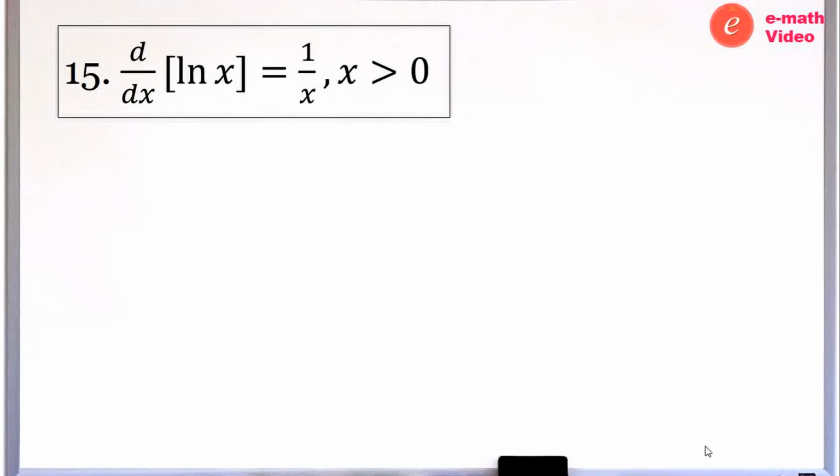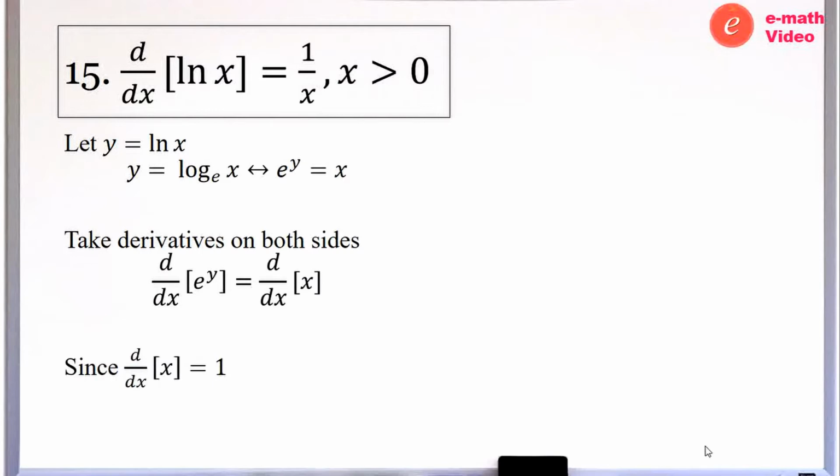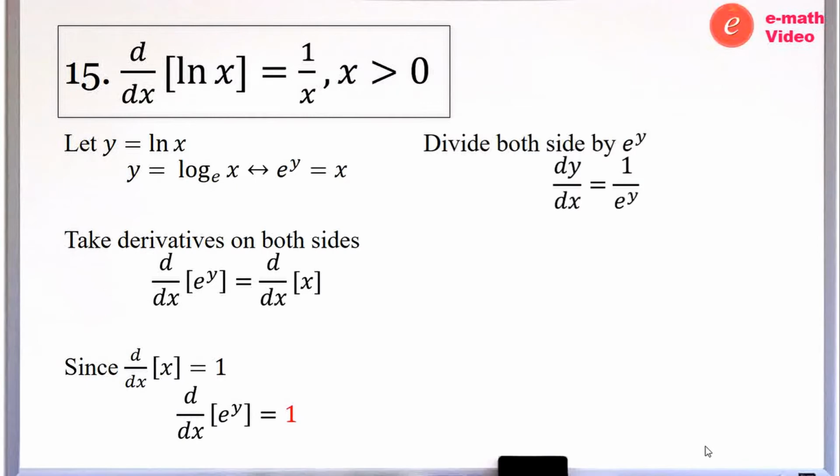Number 15, the derivative of natural logarithmic function. We let y equal to natural log of x. So y equal to log base e of x if and only if e power y equals to x. Take derivative on both sides. Since when we differentiate x, we will get 1, thus the derivative of e power y equals to 1. And now I don't want e power y on left hand side, so we divide both sides by e power y. Then we have dy over dx equal to 1 over e power y.